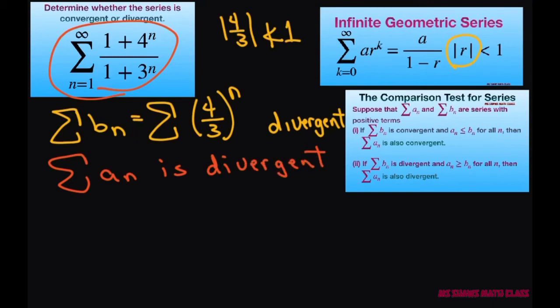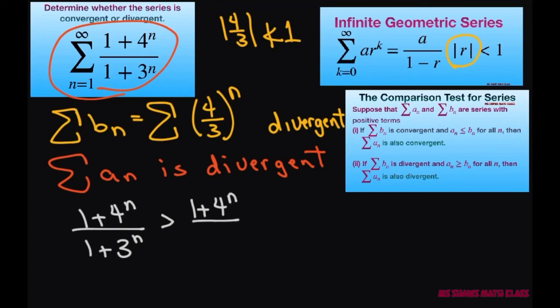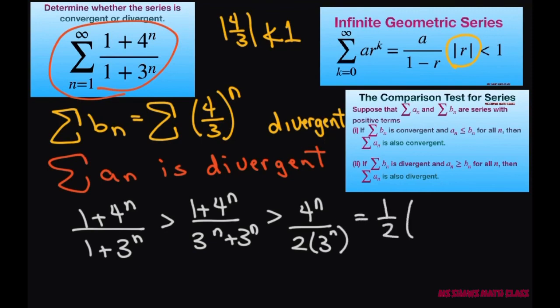You could also use the comparison test and notice that 1 plus 4 to the power of n divided by 1 plus 3 to the power of n is greater than 1 plus 4 to the power of n divided by 3 to the n plus 3 to the n power, which is greater than 4 to the nth power divided by 2 times 3 to the nth power. And that equals 1/2 times 4 thirds to the nth power.